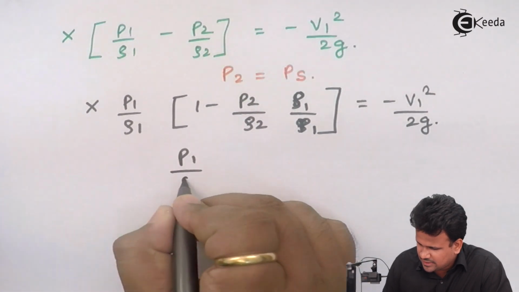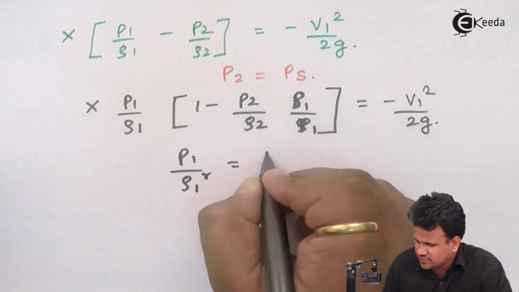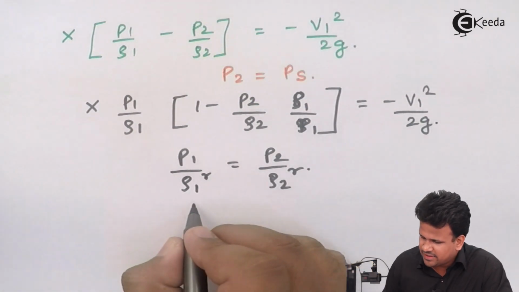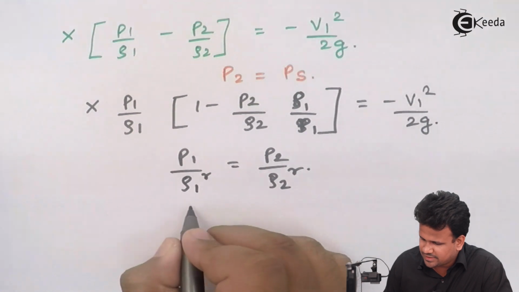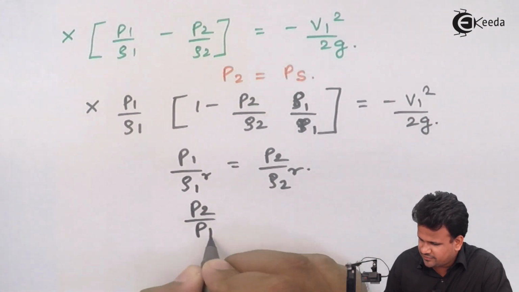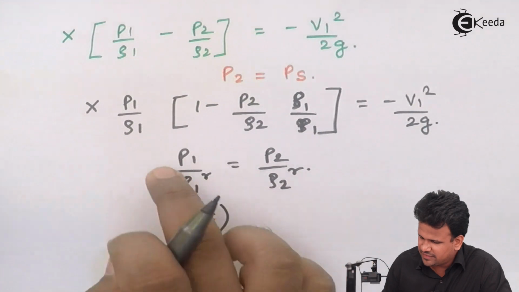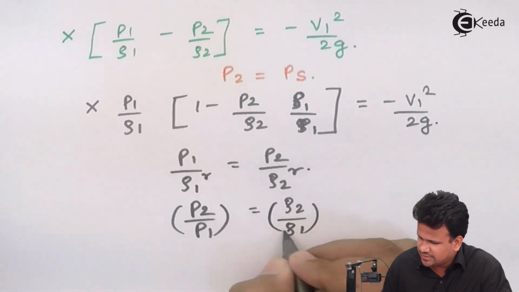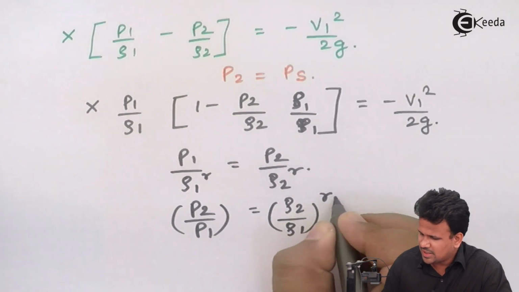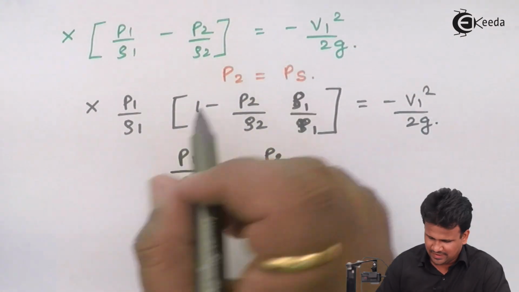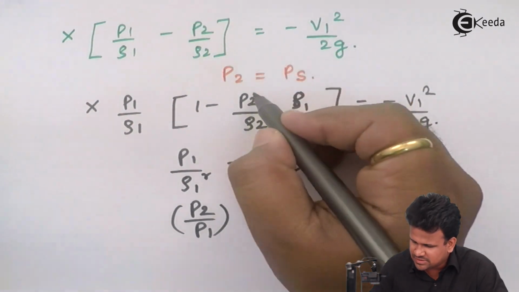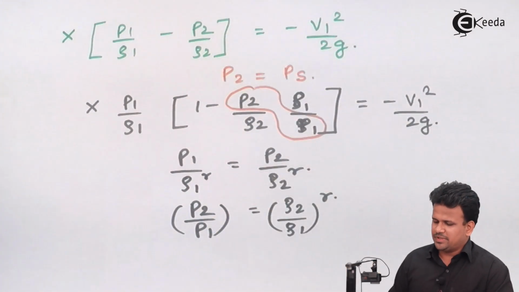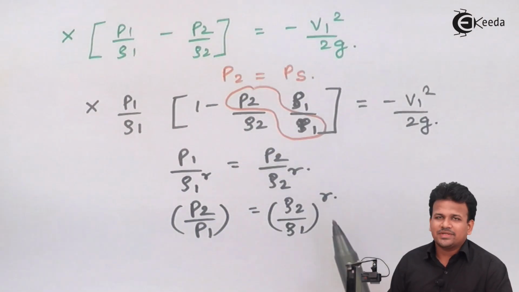P1 rho 1 raised to gamma is equal to P2 rho 2 raised to gamma. So we can substitute over here, that is P2 by P1 is equal to rho 2 by rho 1 raised to gamma. Let us substitute the value of P2 by P1, since this is P2 and this is P1. P2 by P1 is equal to rho 2 by rho 1 raised to gamma.